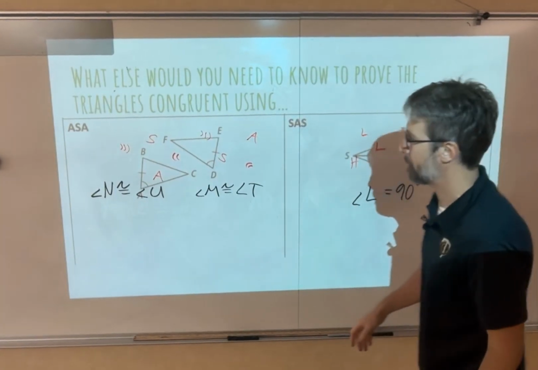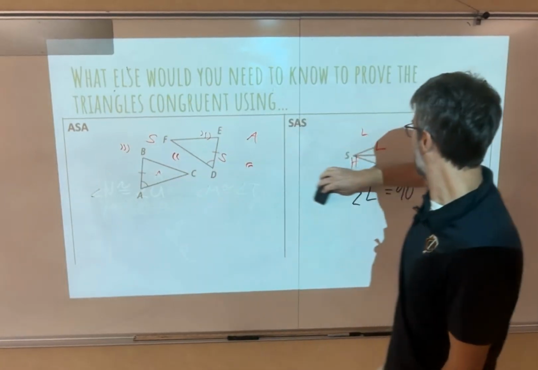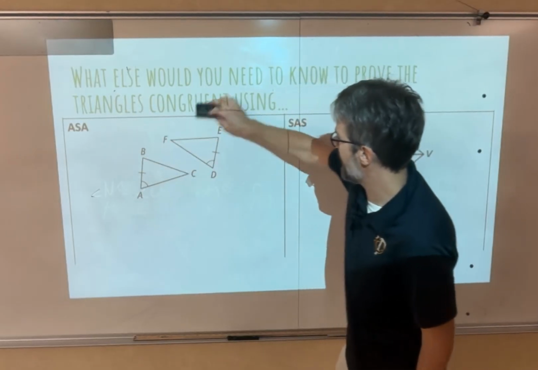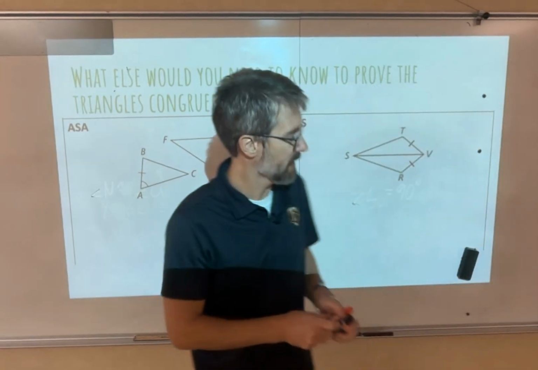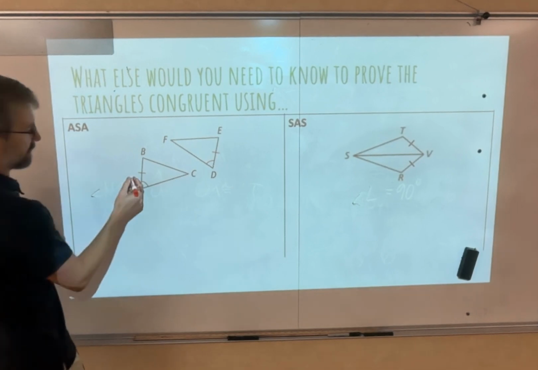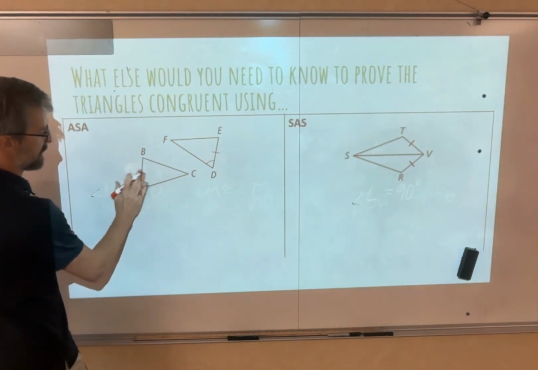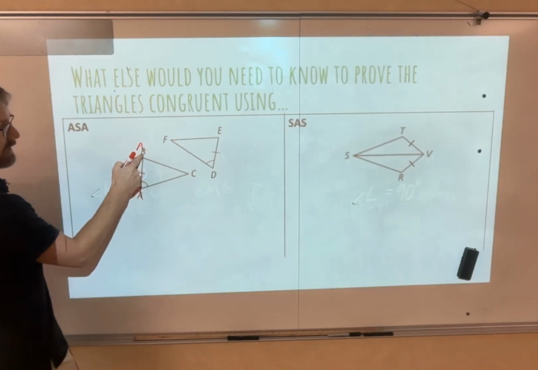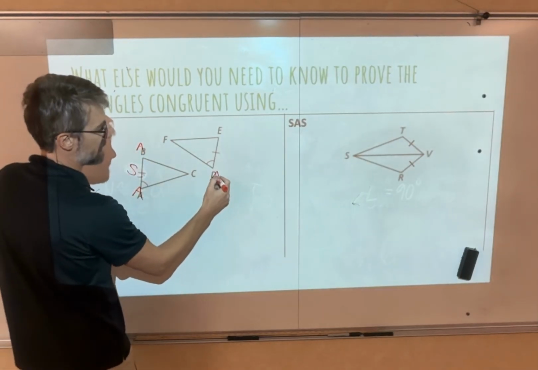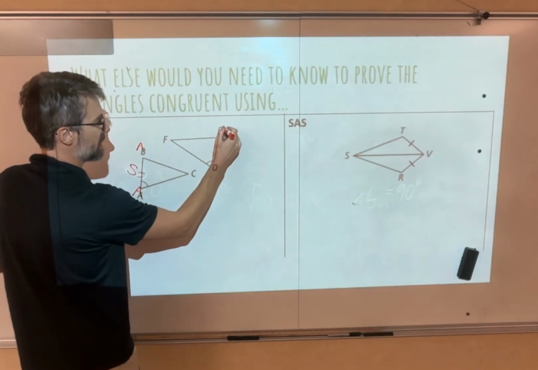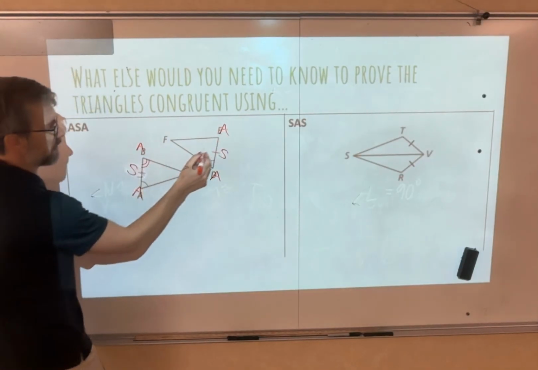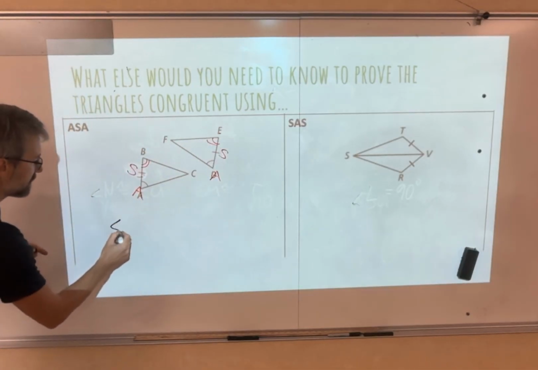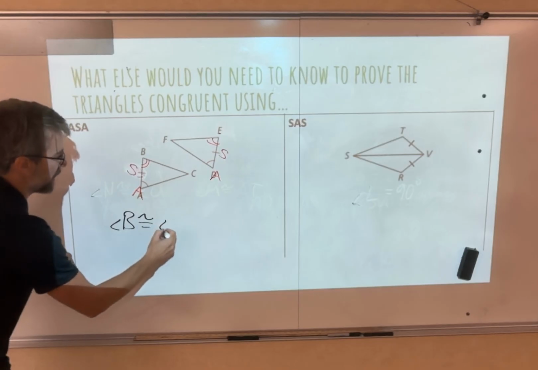All right, and then our next set. What do I need to know here? ASA, so angle, side, angle. So we've got my angle here, that's not my angle, there's my angle, and then my side, and then this would be the other angle. Over here, it's angle D, then the side, and then this would be my additional angle. So I need to show that these two angles are congruent. So angle B has to be congruent with angle E.